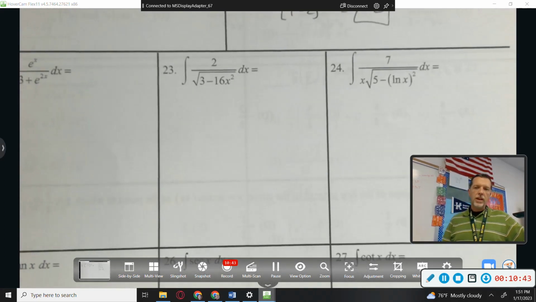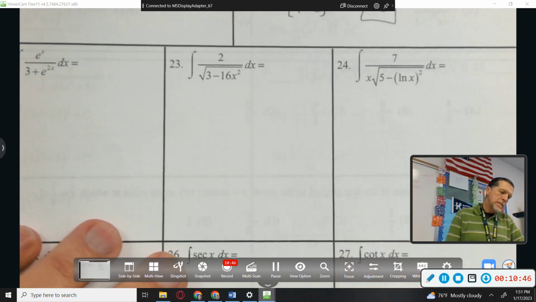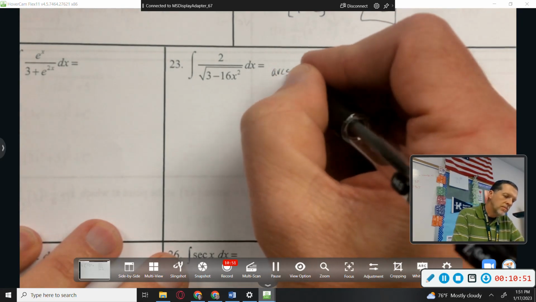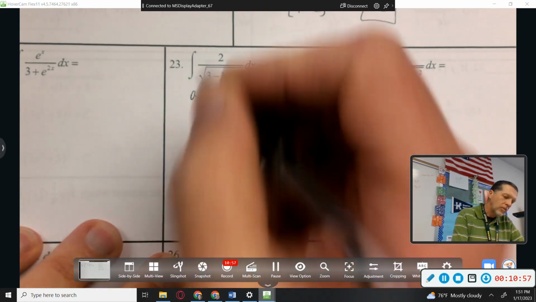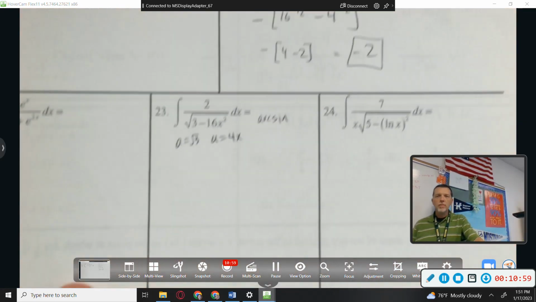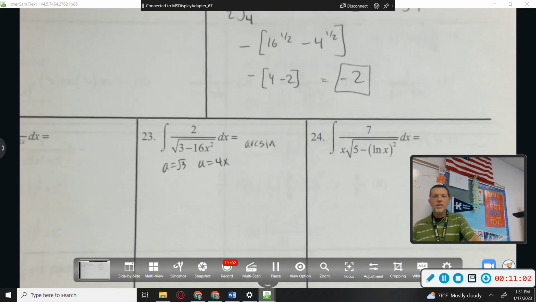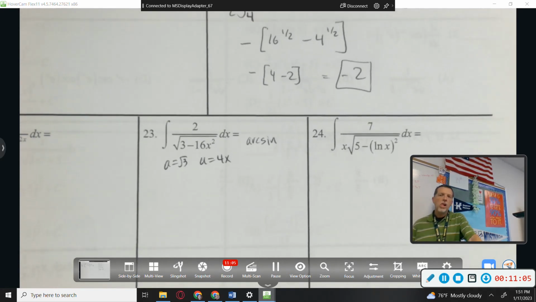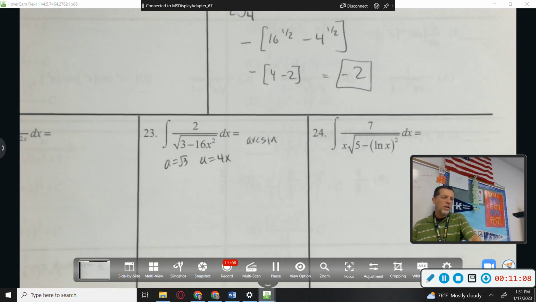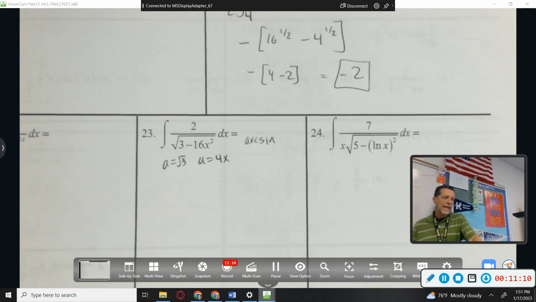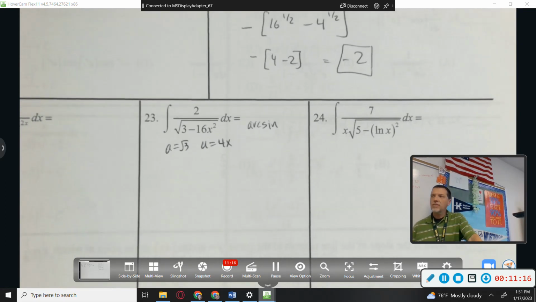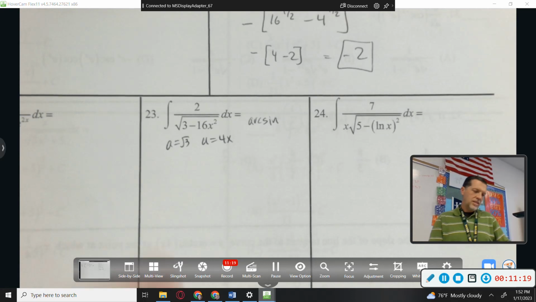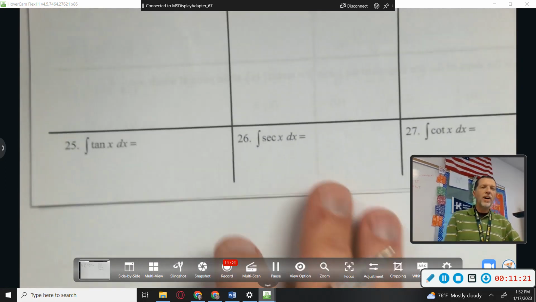What does 23 look like? Arc sine. So a would be square root of 3 and u would be 4x. And we'd have to do 23 or just let it go for something else. What about 25? That's just the straightforward.